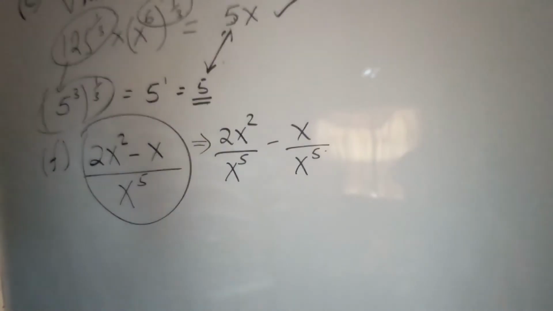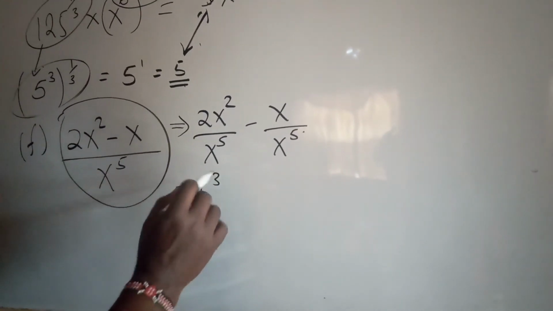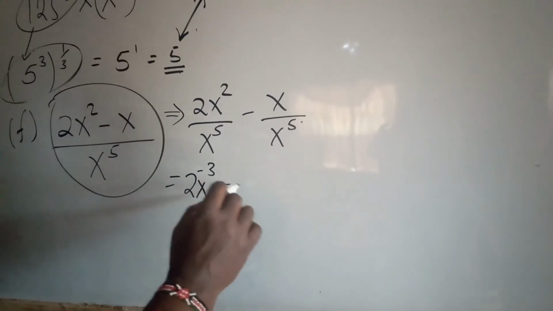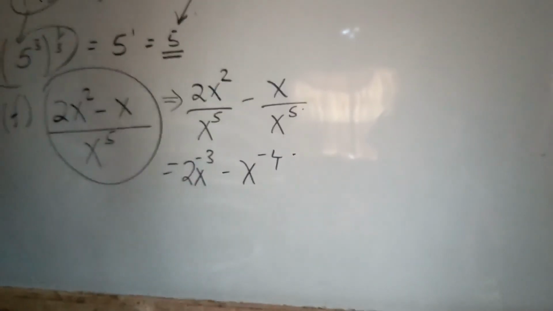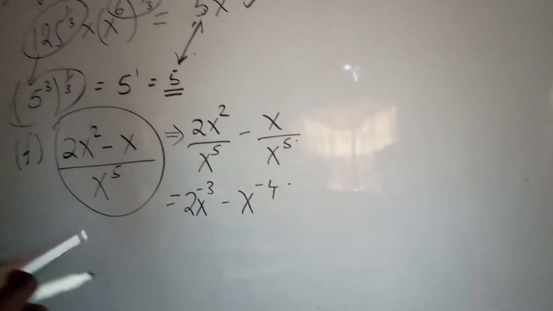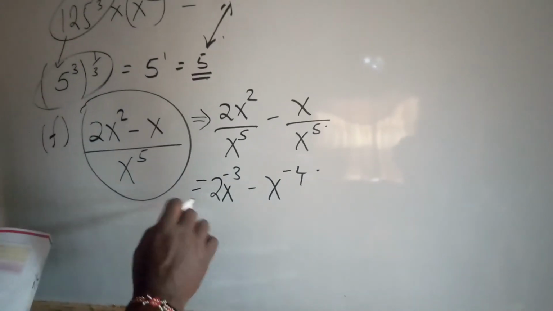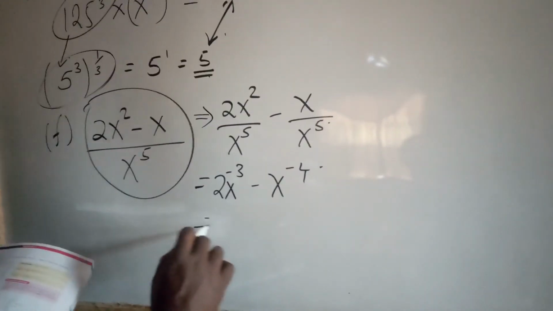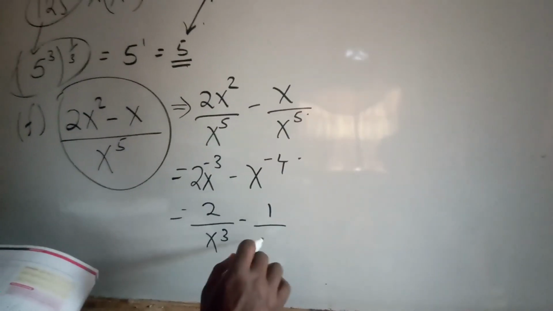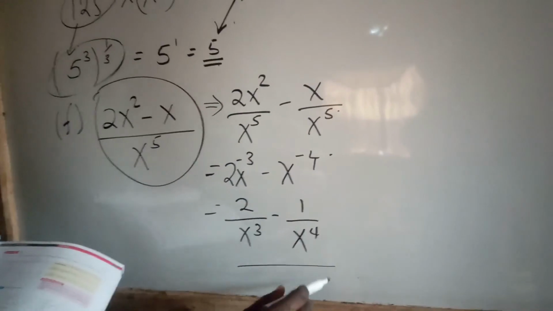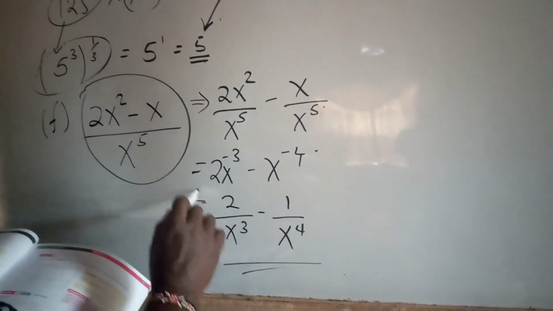Dealing with each term at a time, this already gives us 2x raised to power 2 minus 5, which is 2x raised to power minus 3, minus x raised to power 1 minus 5, which is x raised to power minus 4. Moving forward, if we want to rewrite this in a more simplified manner, we can have 2 over x cubed minus 1 over x raised to power 4. And that is what we get at the final end. All right?